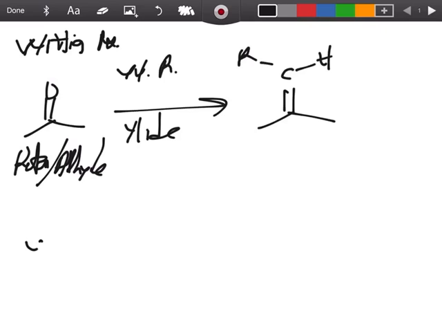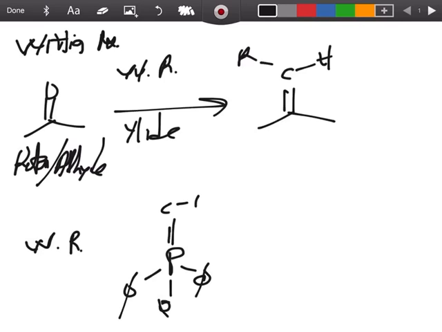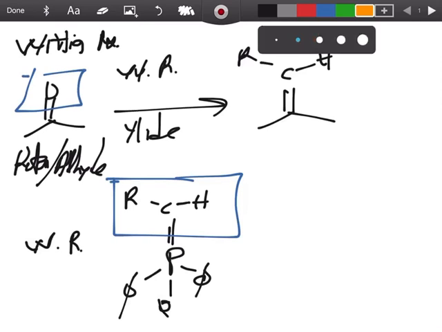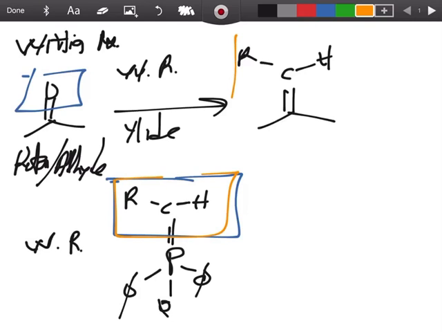And the Wittig reagent is going to have the next form. So it's going to be a phosphorus attached to 3 phenyls, right? And double bonded to a carbon, to an H, and to an R. So basically what we are doing is that we are inserting this functional group and making a substitution for this oxygen. So we insert it through a reaction mechanism that we will see in a moment.